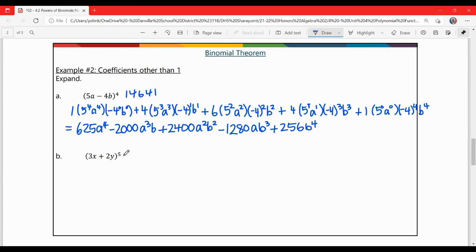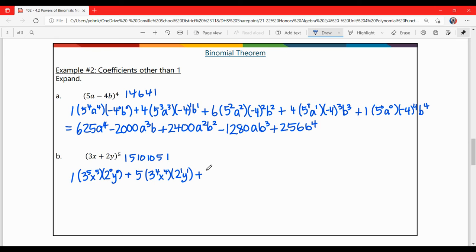So 1, 5, 10, 10, 5, 1. I take the coefficient 1, and I raise the first thing to the 5th power and the second thing to the 0 power. Plus, take the next coefficient 5, take the 3 down a power, and the x down a power, take the 2 up a power, and the y up a power.